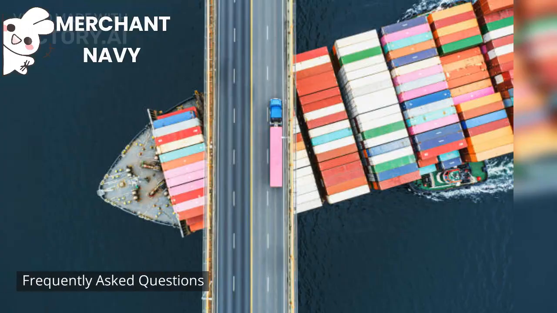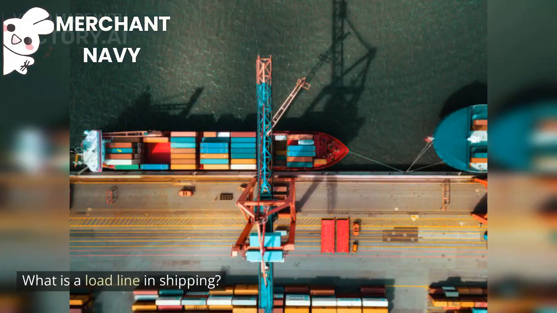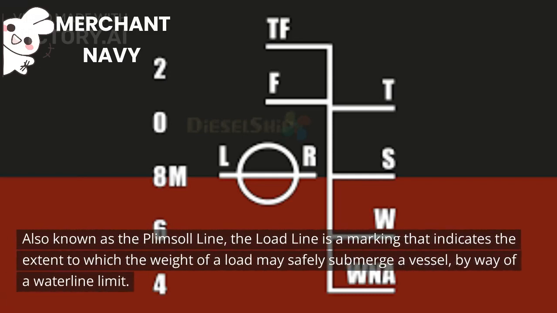Frequently asked questions. What is a load line in shipping? Also known as the Plimsoll line, the load line is a marking that indicates the extent to which the weight of a load may safely submerge a vessel, by way of a waterline limit.